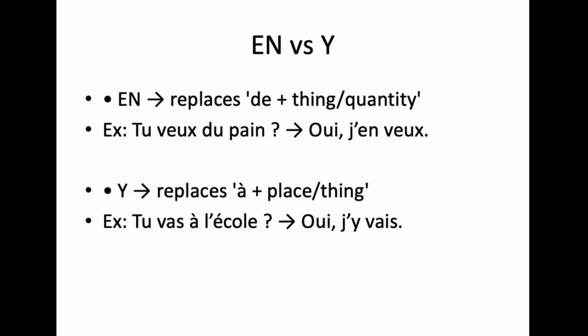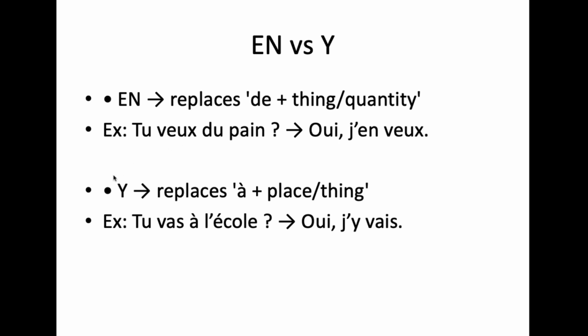So now, we'll just make a little recap of everything we saw. En versus y. En replaces de, du, de la, des, de l', as we saw just before. You notice the little article changes depending on the gender and the form of the noun, whether it's singular, plural, feminine or masculine. It will always replace these complements introduced by this article that can change depending on the noun. It can also replace a quantity, and there we don't have a real rule about that. It's very important to know that.